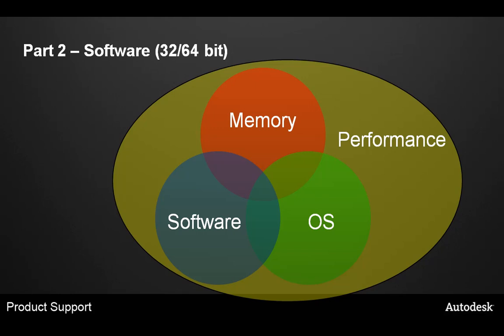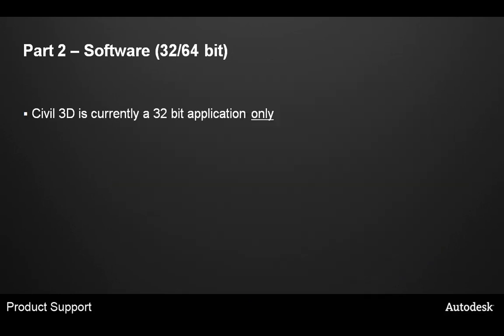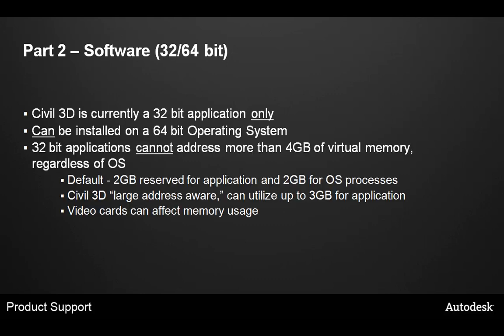This second part, we're going to talk about 32 and 64-bit. First we'll talk about it as it applies to software. So, as you know already, Civil 3D is a 32-bit application. We don't have a 64-bit version yet. Okay. However, we can install this 32-bit application on a 64-bit operating system. That is possible. There are some people that are a little confused about that, but yes, it is possible.